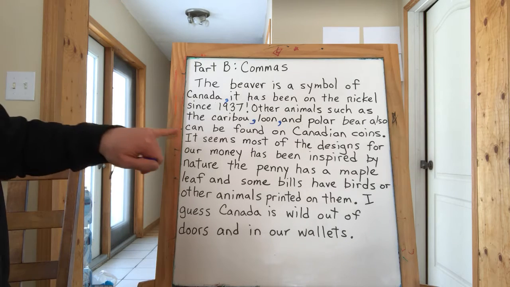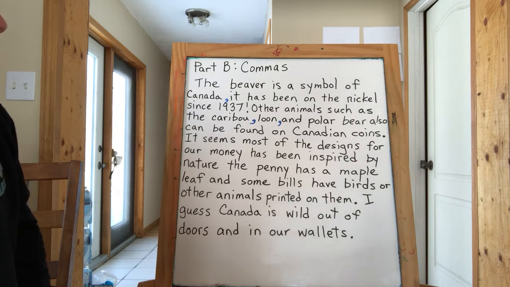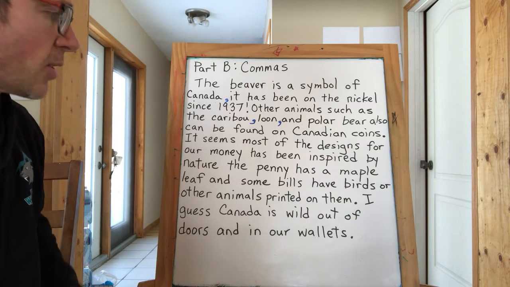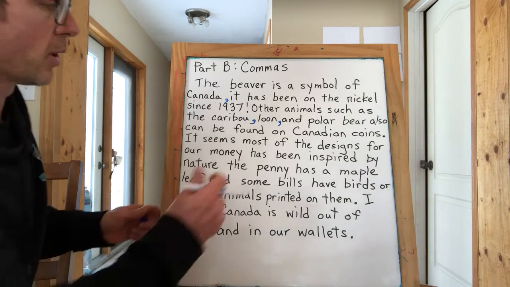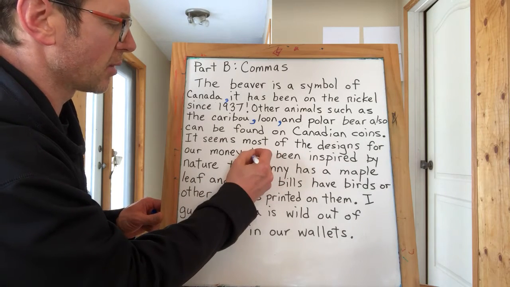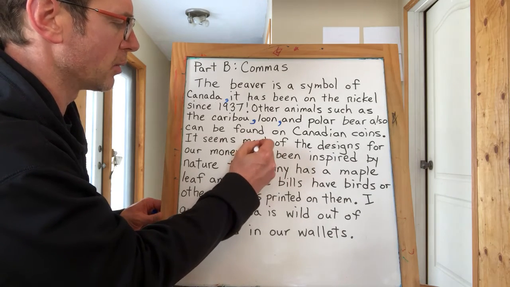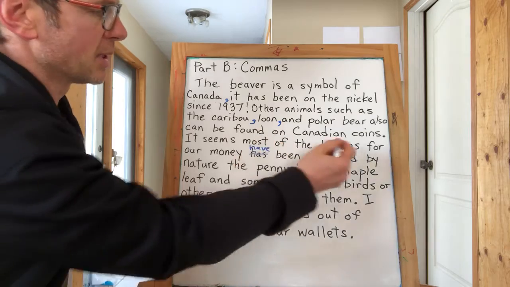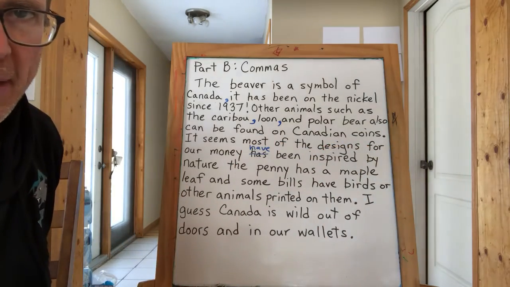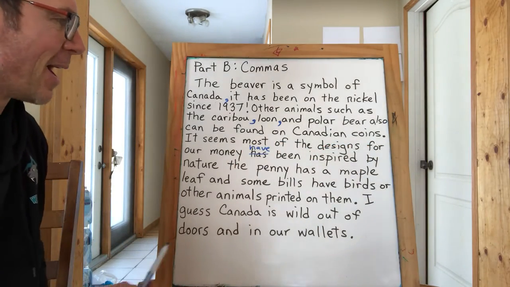My next sentence says, it seems most of the designs for our money has been inspired by nature. The penny has a maple leaf and some bills have birds or other animals printed on them. It's a little bit of an awkward sentence. There's a few mistakes with it, actually. This word here, has, is actually not the right. It should be have, because it's talking about, it says most of the designs. So that's just a mistake in it. That's not a comma mistake.